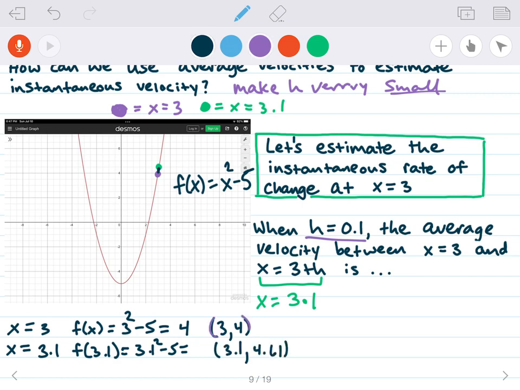So those are the points that we have. This guy's my purple point. This guy is my green point. And now let's find the slope. Let's find the average velocity. So the average velocity, we have y minus y over x minus x. Let's see what that gives us.